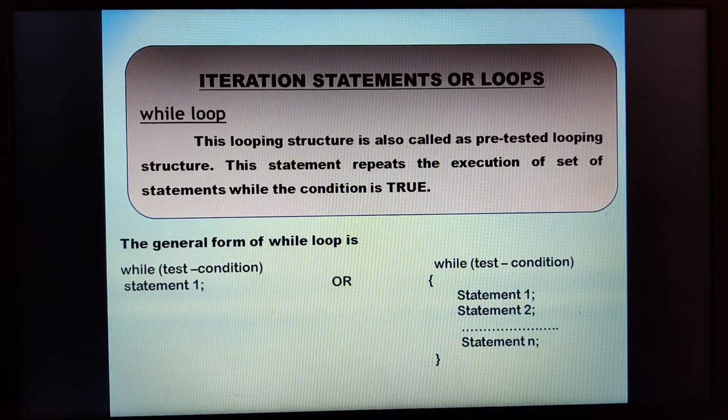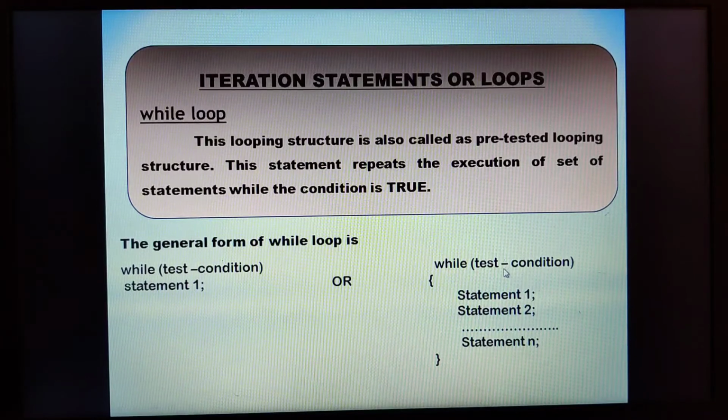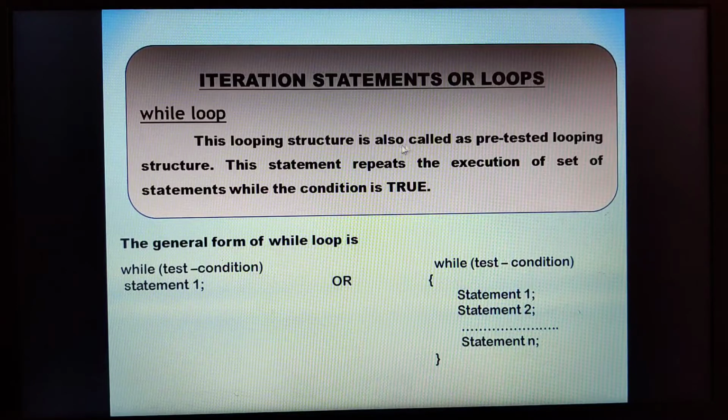So this while loop, we call it a pre-tested looping structure. As I said yesterday, we call it a pre-tested looping structure because before the execution of this set of statements, or the block or the compound statements, the condition is first tested. On satisfying this condition, these statements will be executed. Therefore, we are testing the condition at the starting point and then allowing for the execution. Therefore, we refer to this while loop as a pre-tested looping structure.